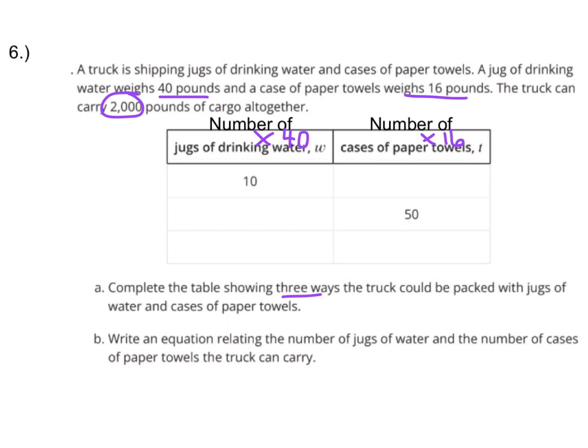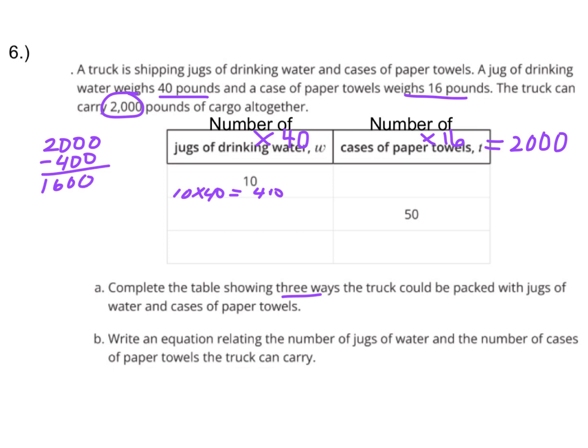And then remember, the key here is that the truck can only hold 2,000 pounds all together. So if I had 10 jugs of water, 10 times 40 would be 400 pounds. Now, keeping in mind we can only have 2,000 pounds all together, I would have to do 2,000 minus 400 to see how much weight is left. And that ends up being 1,600.